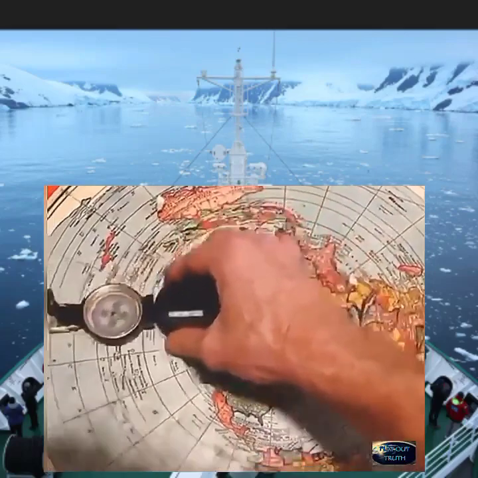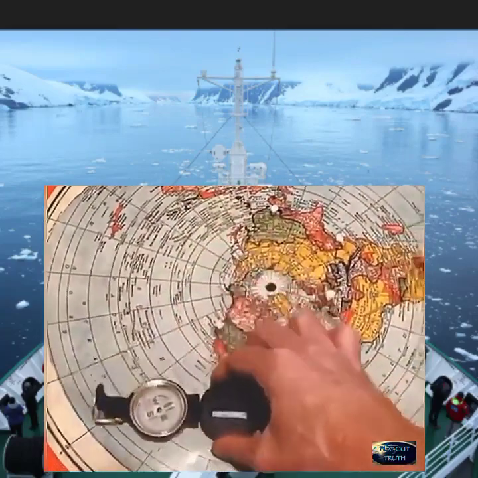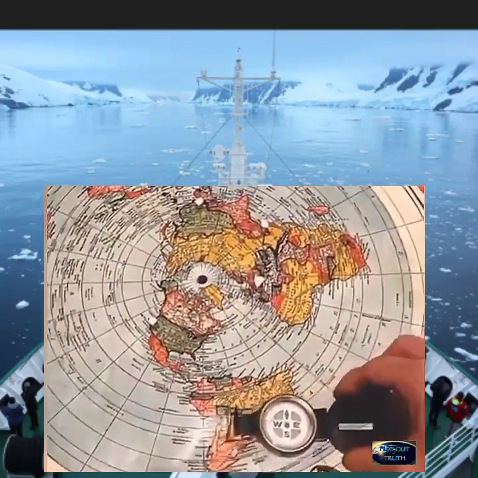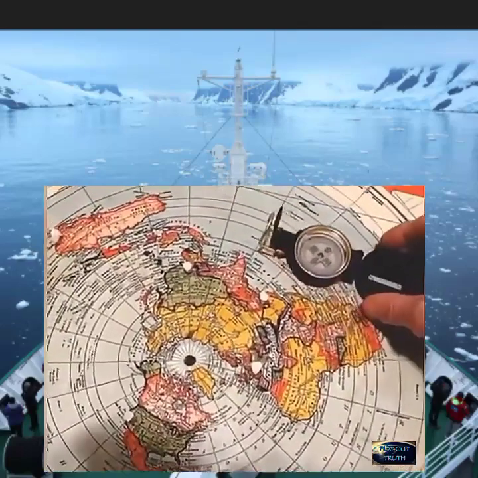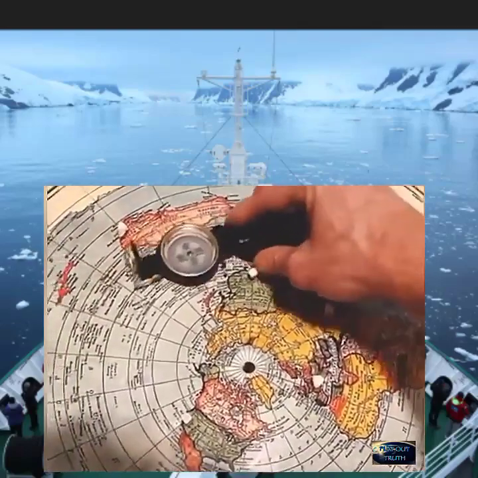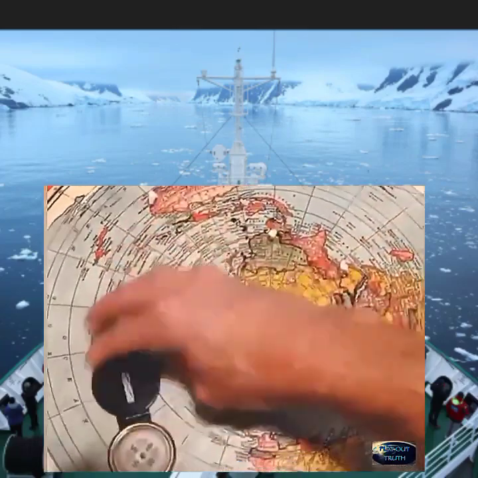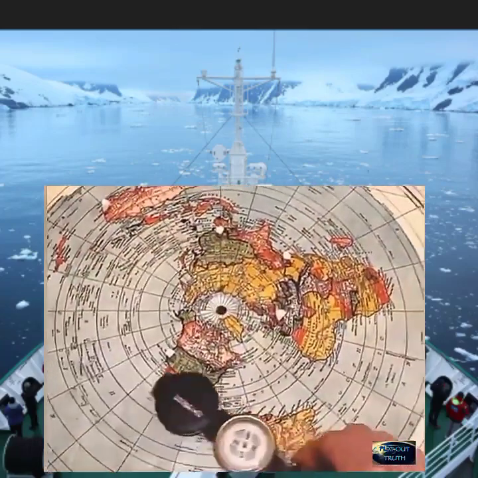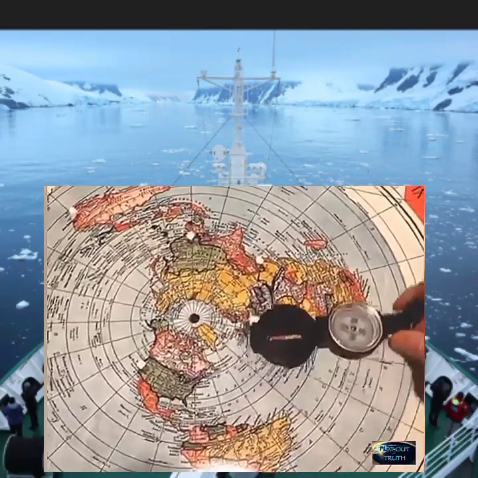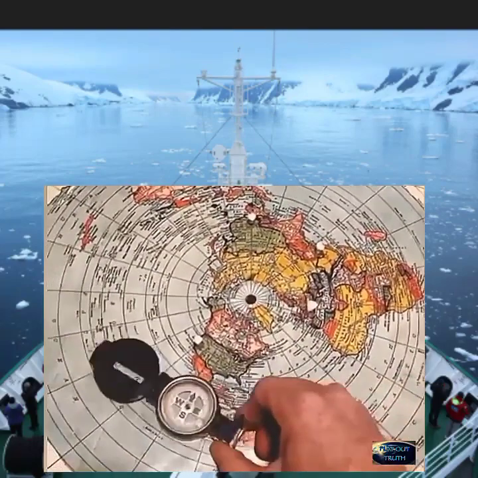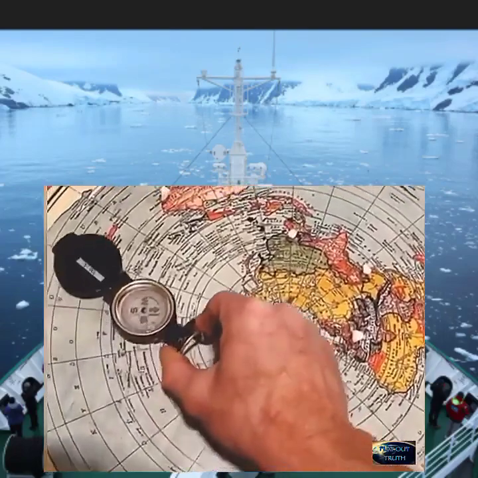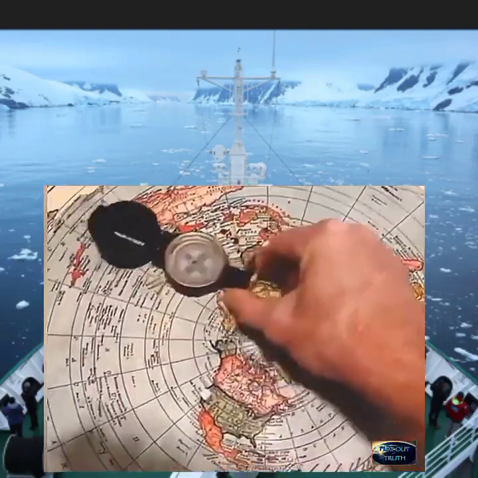Now doesn't that make sense to you? The ice wall is south, no matter where you go on the flat earth. And the North Pole is always going to be in the north. And you can only travel around the world going east, which is this way, or west. Now check out the compass. Where's it pointing to when we're going this way? West, right? All the way around, it's pointing west.